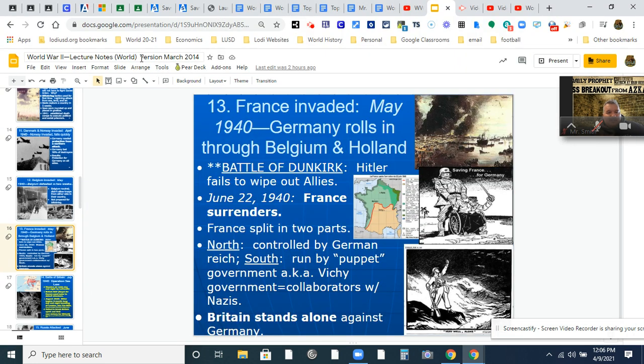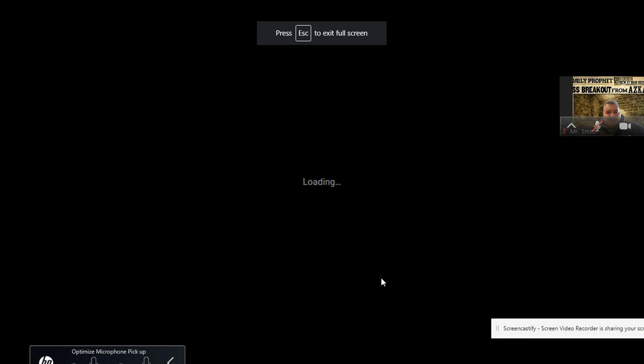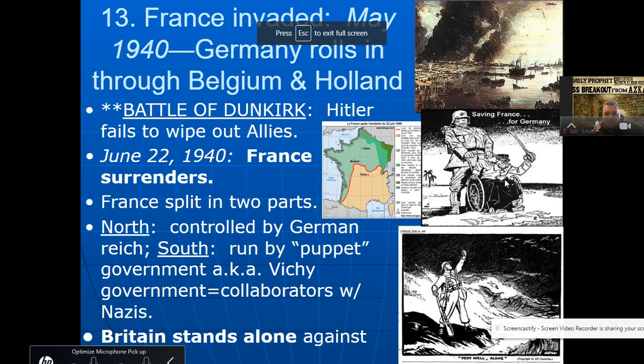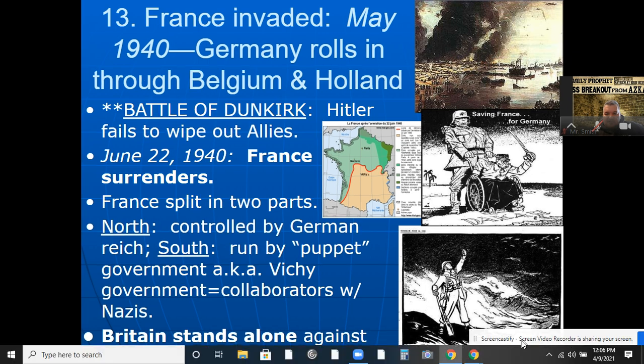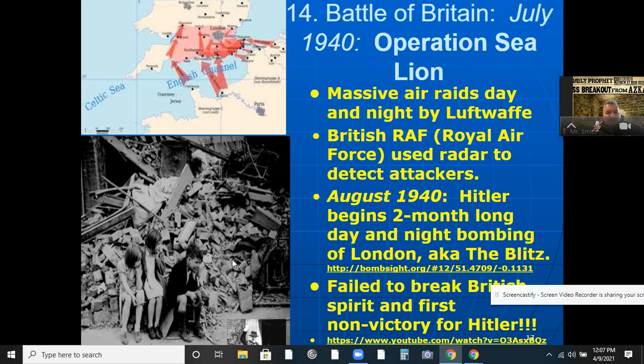I would say it's worth looking at these cartoons too in greater detail. If you see the one cartoon, you see the French saving France for Germany. It's kind of making fun of all the hubbub about Dunkirk. This is a cartoon showing that the British are alone. I would know it's the British. See all the water in the background, and the quote is in English. All right, let's go to the next one.